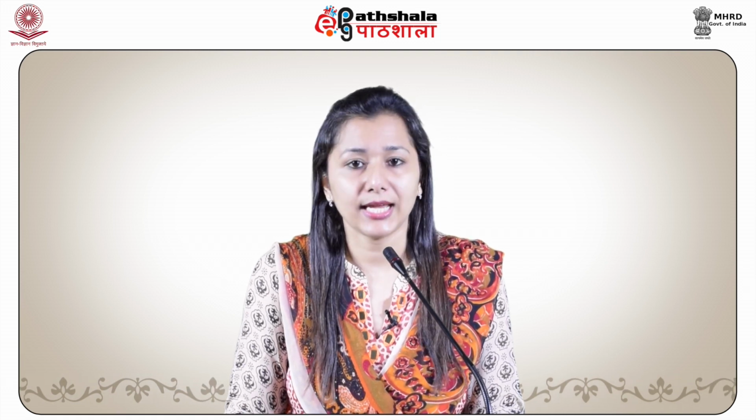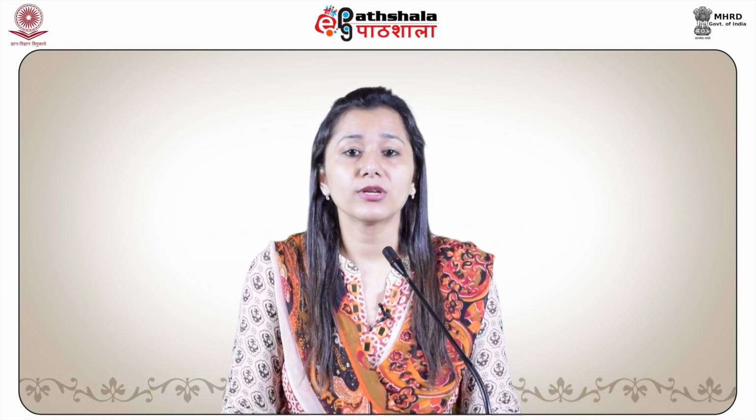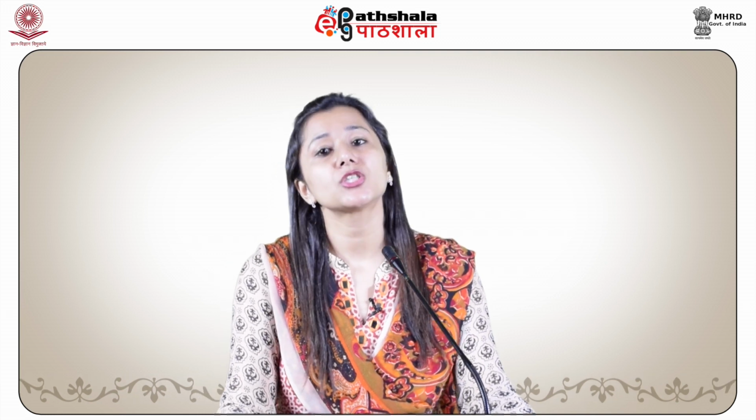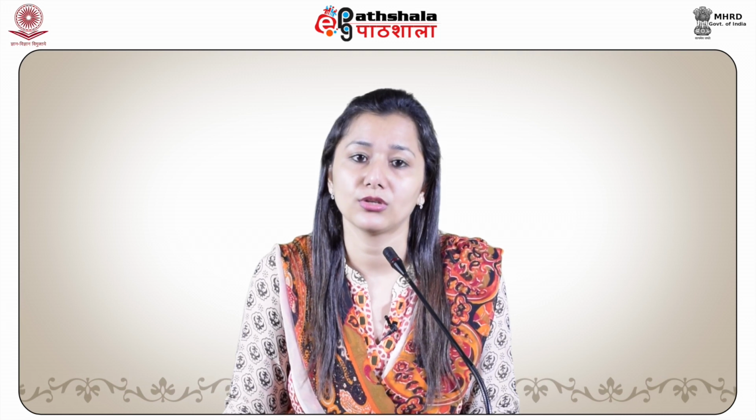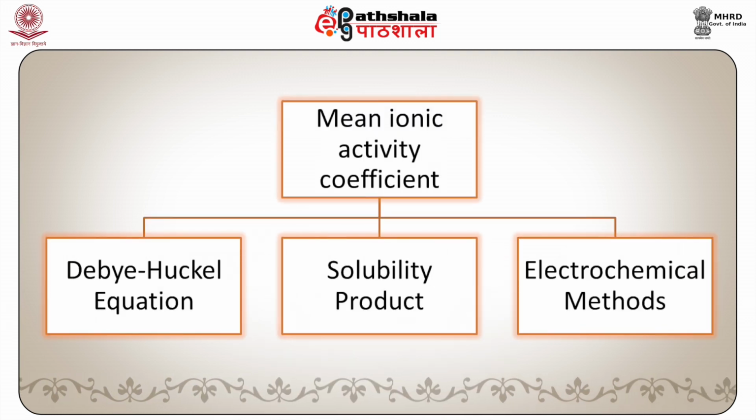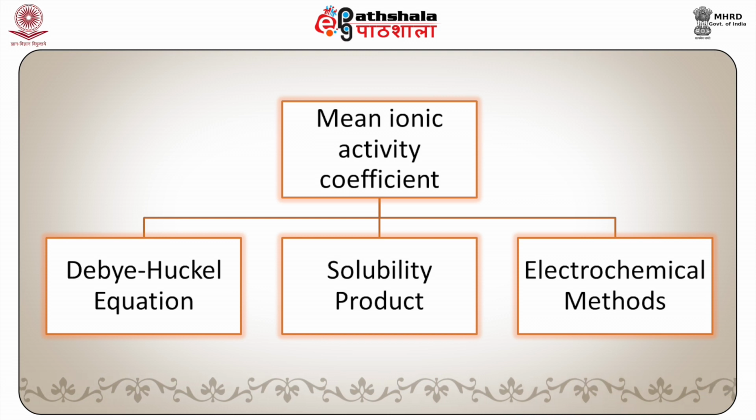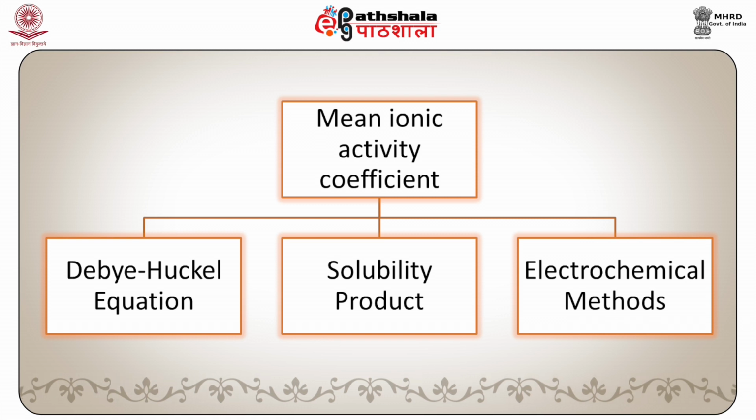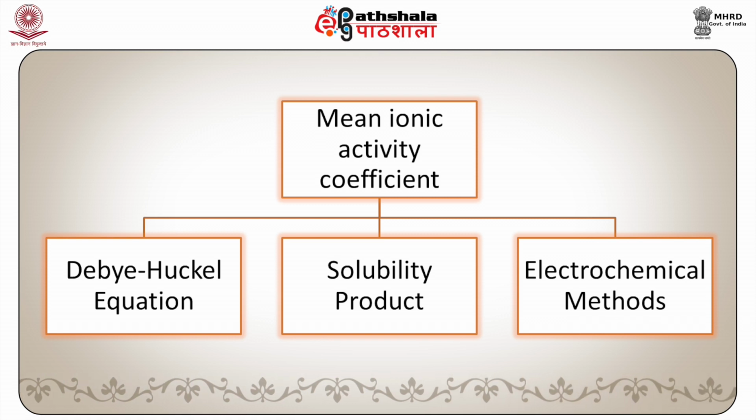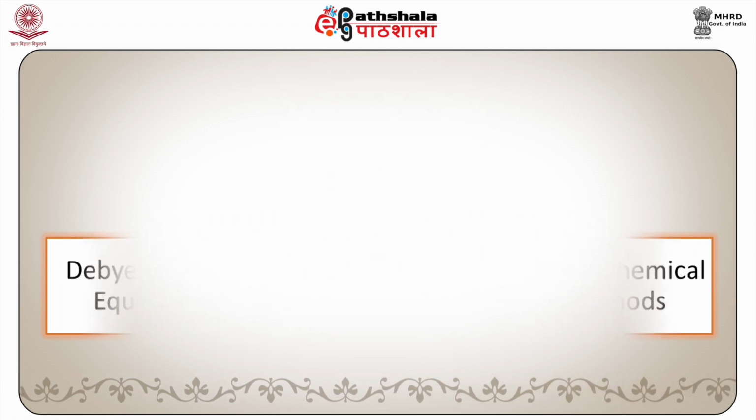The activity a of an electrolyte is a property that can be measured by experiment, for example by measuring colligative properties such as osmotic pressure or freezing point depression of the solution. We can determine the mean ionic activity coefficient gamma plus minus of ions in solution using the Debye-Huckel equation, or from the solubility product, or from electrochemical methods using the Nernst equation.